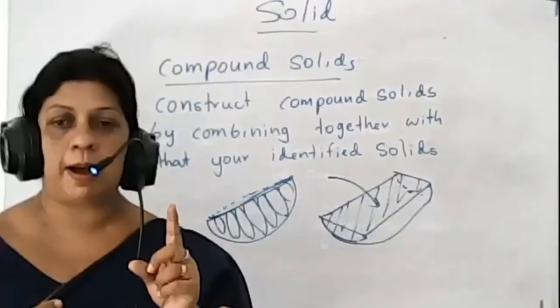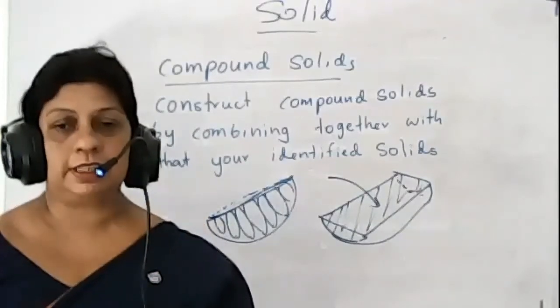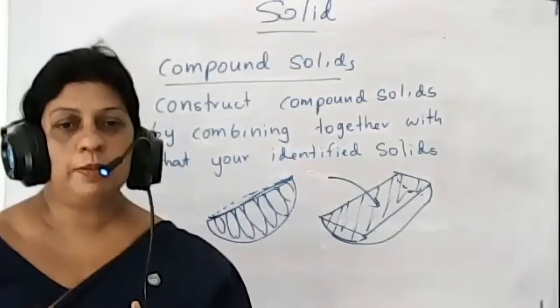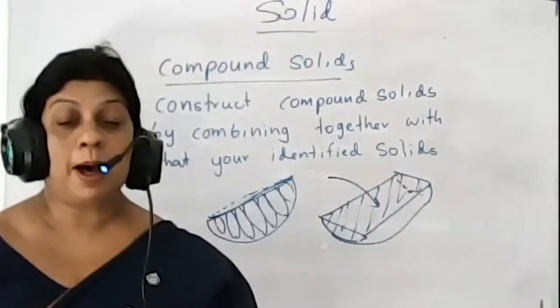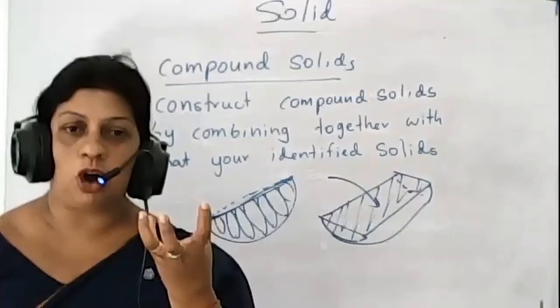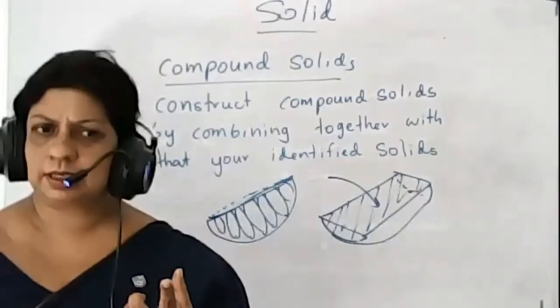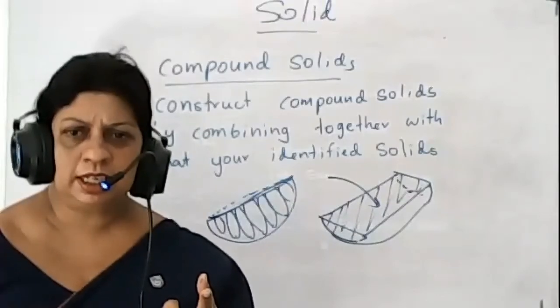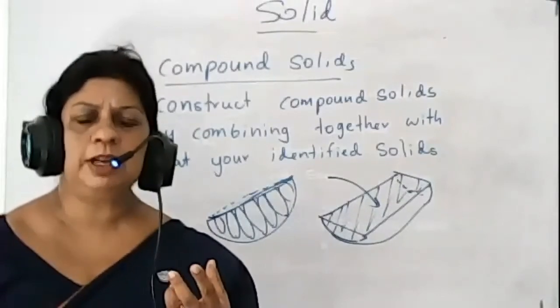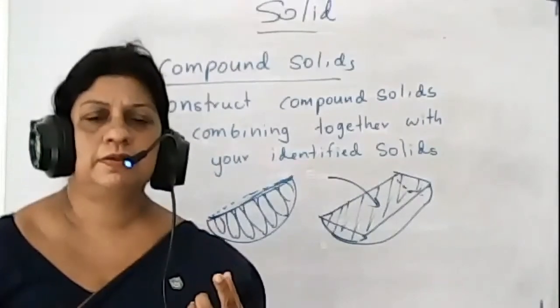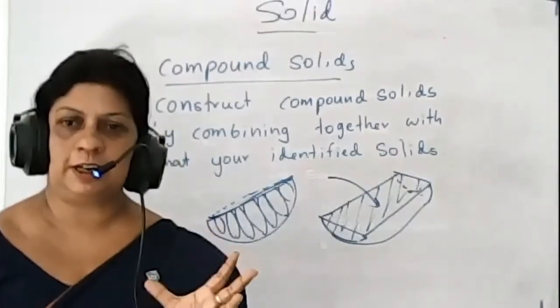Now think of one marble. How many surfaces are there? Marble? How many surfaces? None. Marble means ball. Anyone can tell me how many surfaces are there in the marble? One. Yes, that is a curved surface.